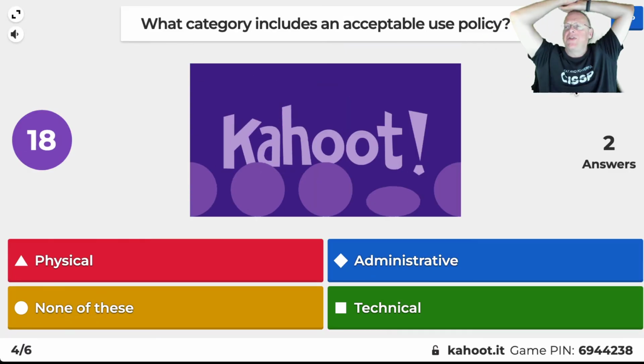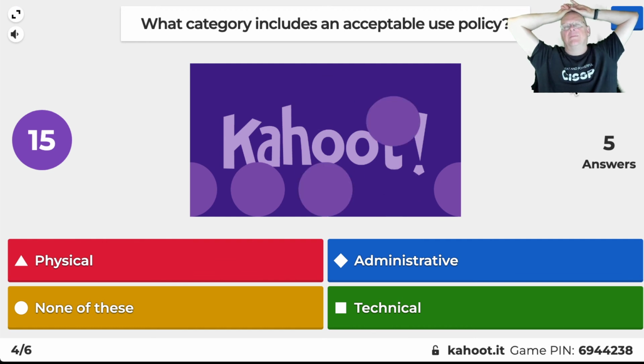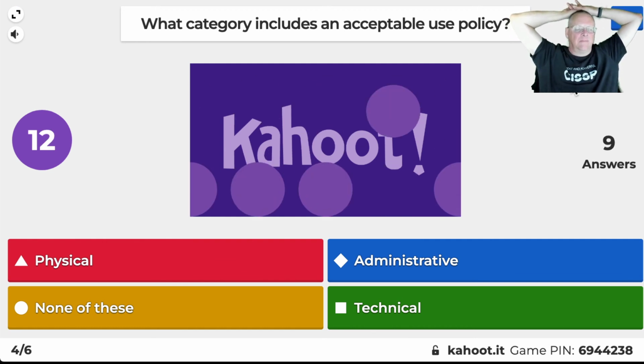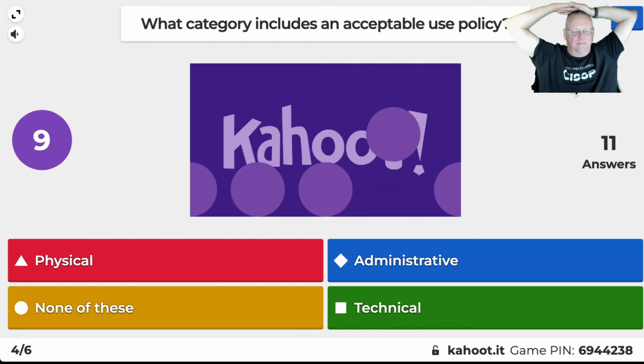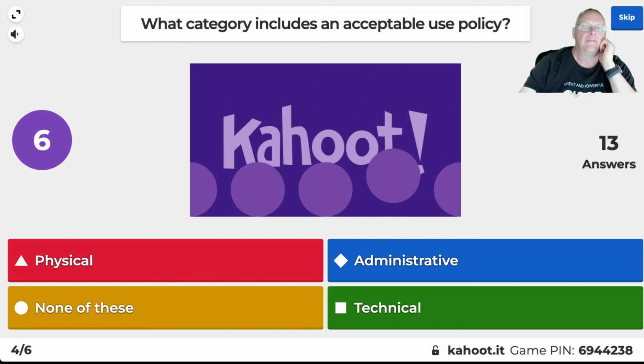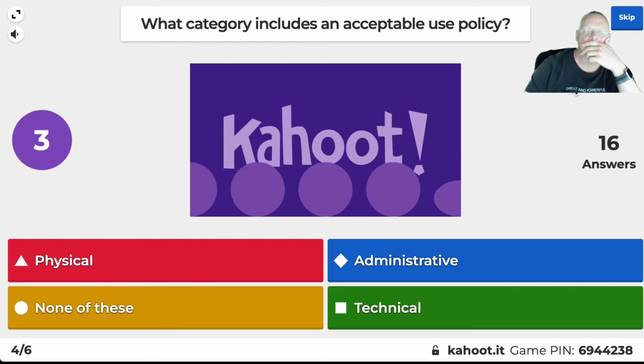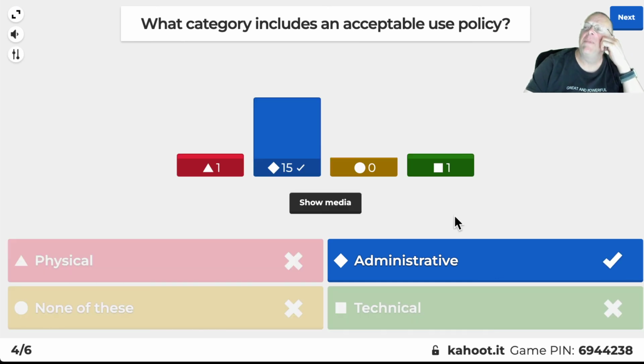Anyway, how about an acceptable use policy? All right, that's administrative. And by the way, the security camera is technical because it uses technology. I said it wouldn't prevent you entering a room, but that's another issue. It would detect you entering a room, but it's using technology. That's why it's technical. And this is administrative, of course, because it's an administrative bureaucratic rule. It's not technical or physical.